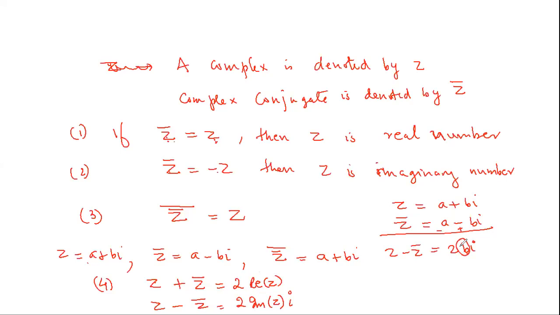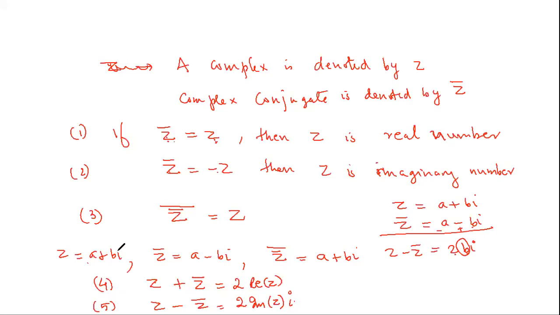This b is called the imaginary part, so there will be an i coming with it. The imaginary part doesn't have i in it. Imaginary part is only b. So your answer is 2 times the imaginary part into i. Is it clear? These are the things which you need to know for JEE. I'm warming you up for JEE.